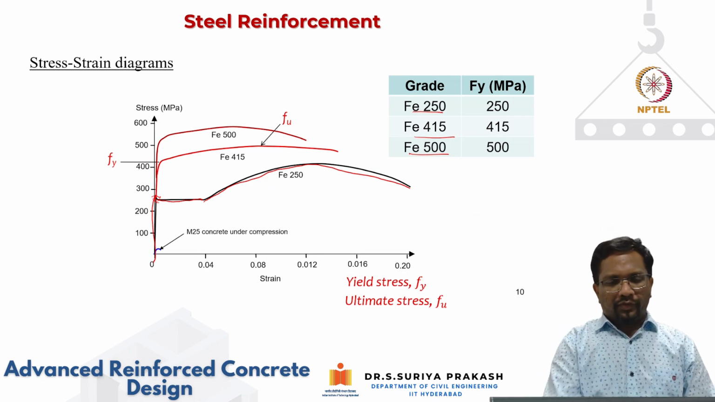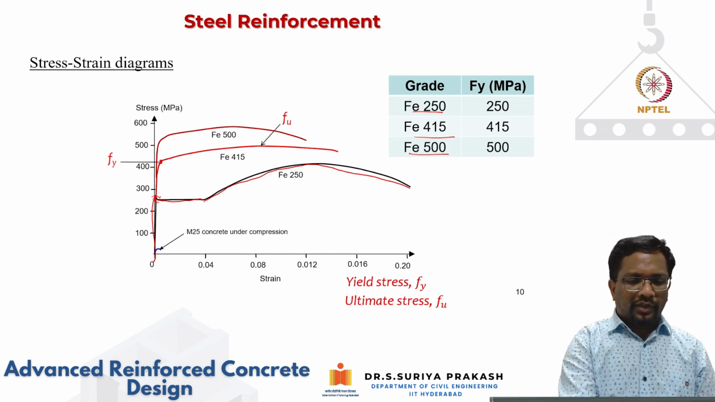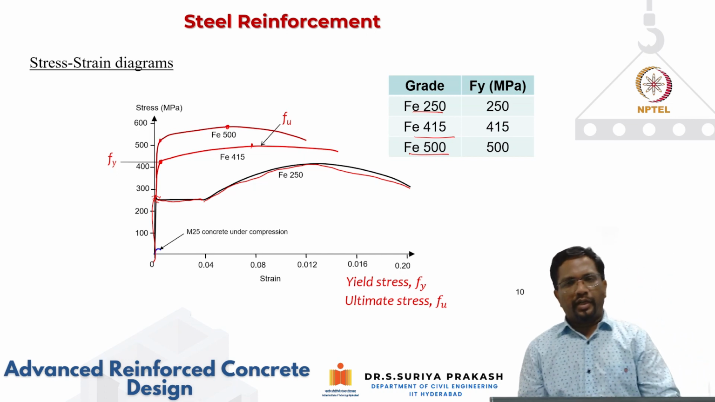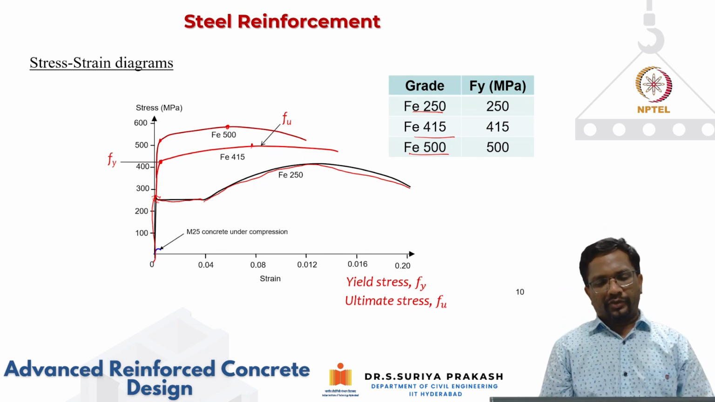As you go higher in grades, of course your yield strength is increasing and your ultimate strength is also increasing. Similarly for Fe 500 also. So as the grade of steel increases, your yield strength increases and your ultimate strength also increases.